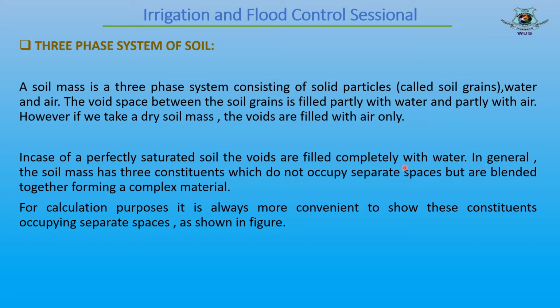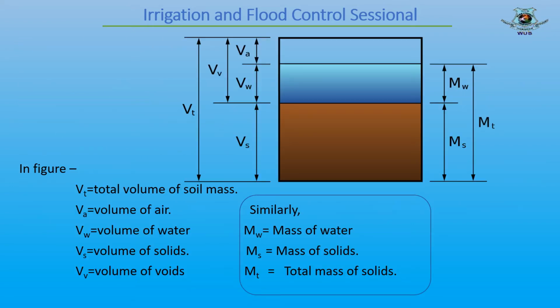In general, the three constituents of soil do not occupy separate spaces, but are blended together, forming a complex material. But for calculation purposes, these three constituents are considered as separate, as shown in the figure in the next slide. This is the three-phase system of soil. This is air content, this is water content, and this is solid content.